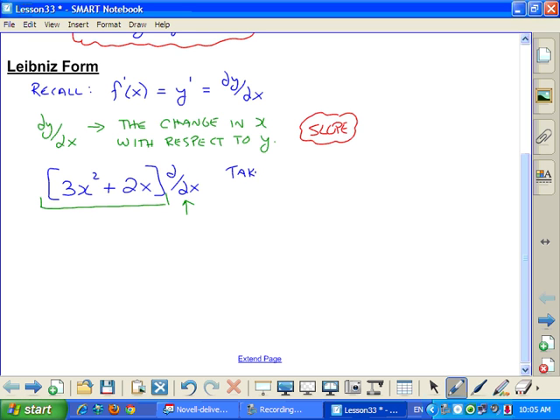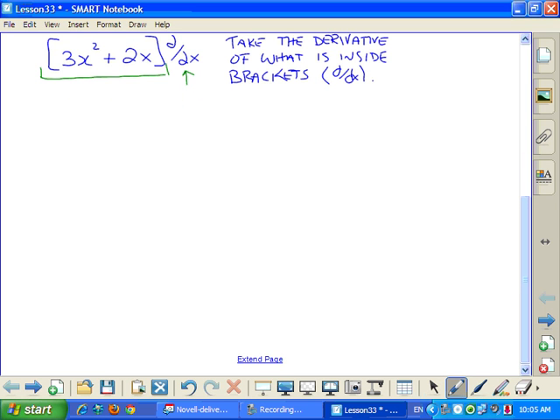So take the derivative of what is inside the brackets. It's the way Leibniz says take the derivative of this. And that d by dx is the indicator, and it says take the derivative with respect to x. All right, so here's a quick example for us, and I'm going to do it out in slow-mo here.